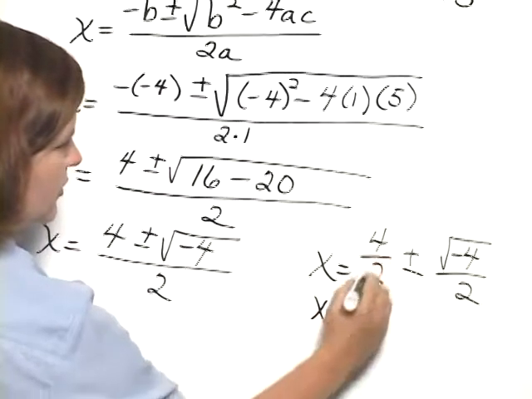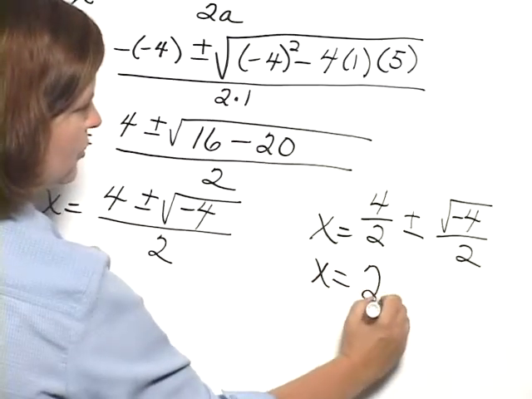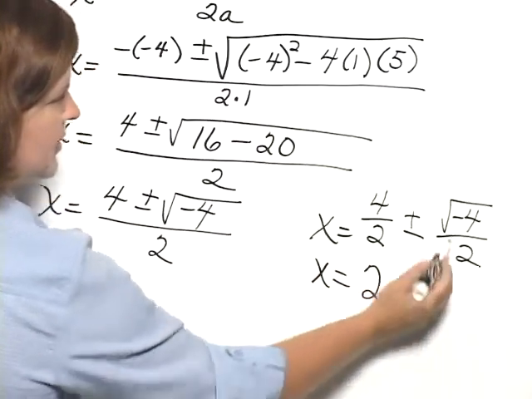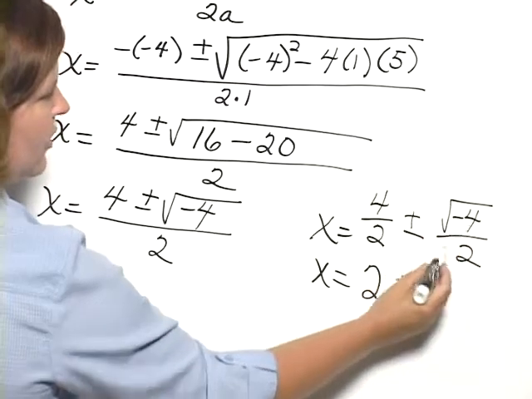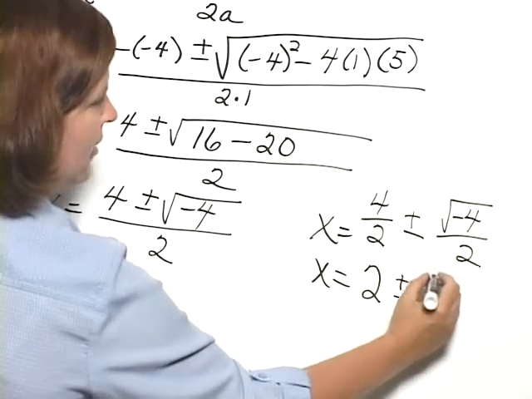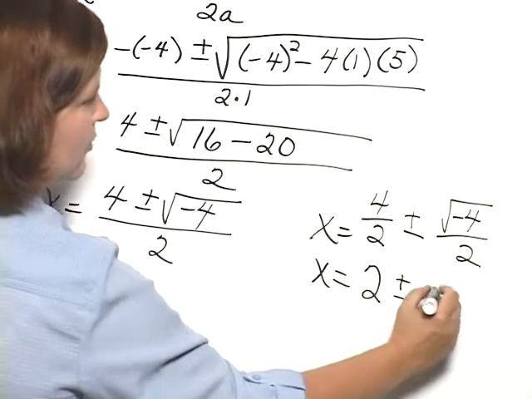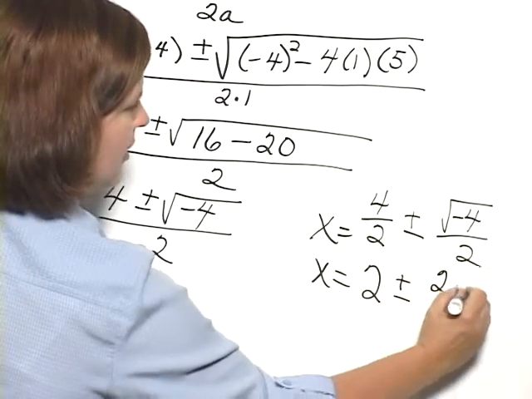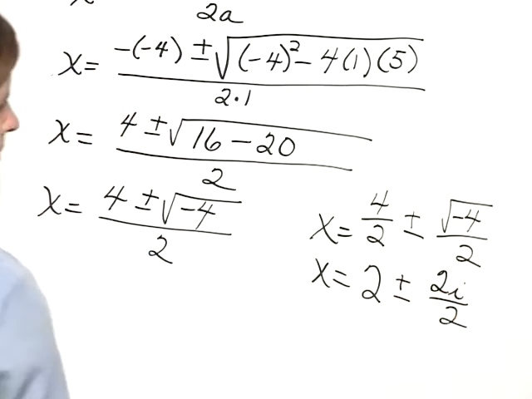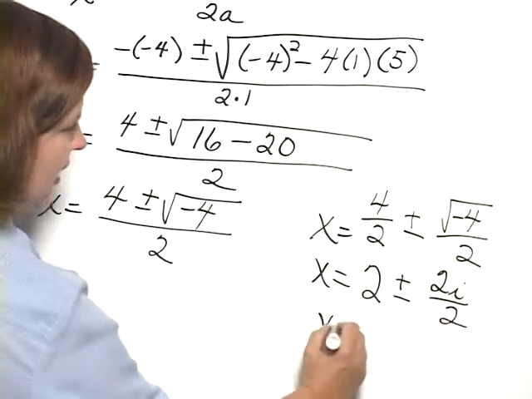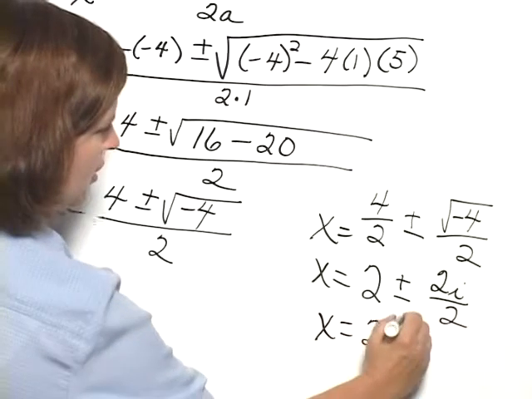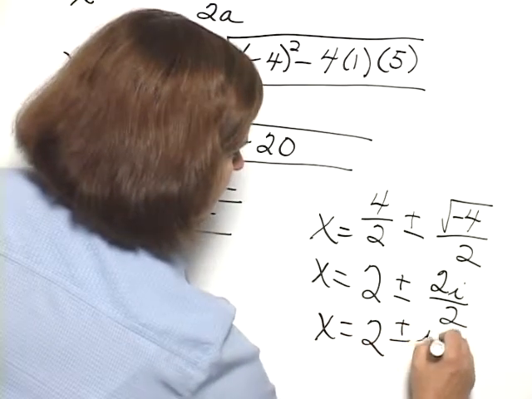Then x equals 4 divided by 2 is 2, plus or minus the square root of negative 4, which we can write as 2i. That's the square root of negative 1 times the square root of 4, which is 2i, over 2. 2i divided by 2 would be i. So we would have x equals 2 plus or minus i.